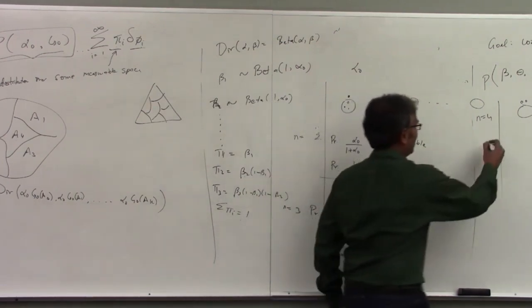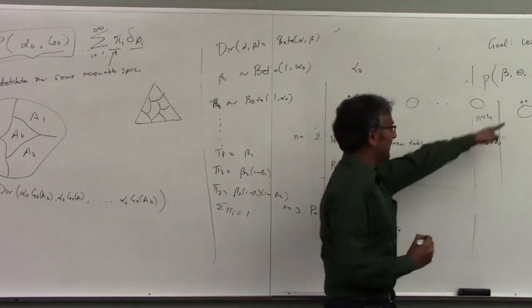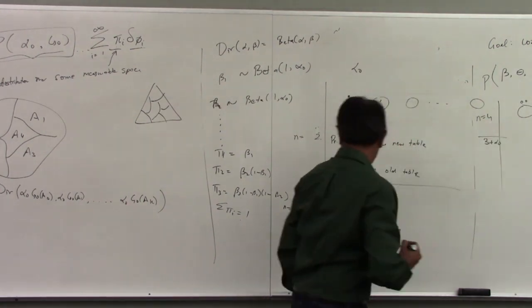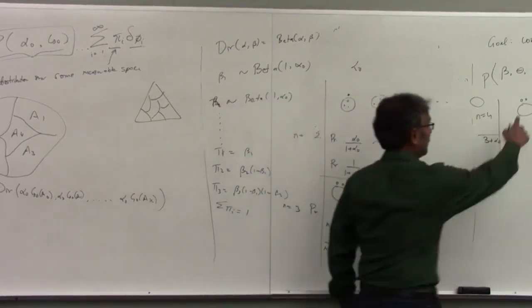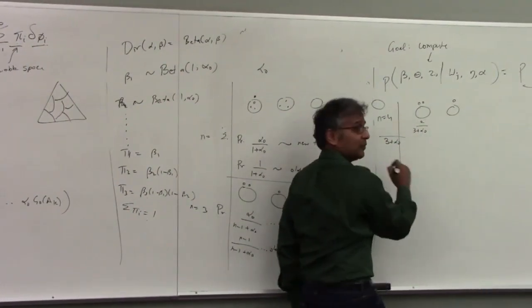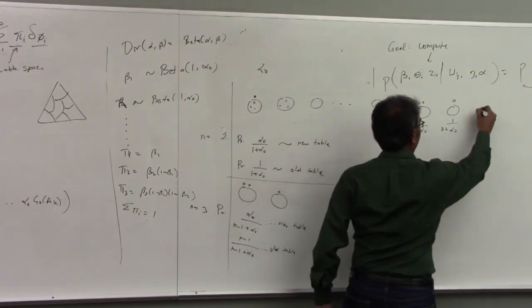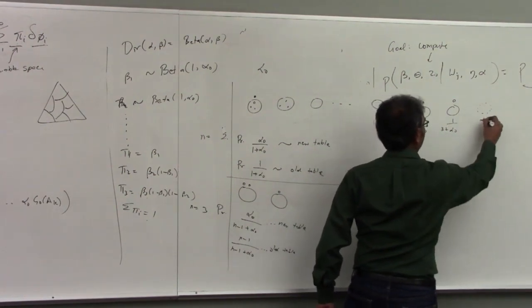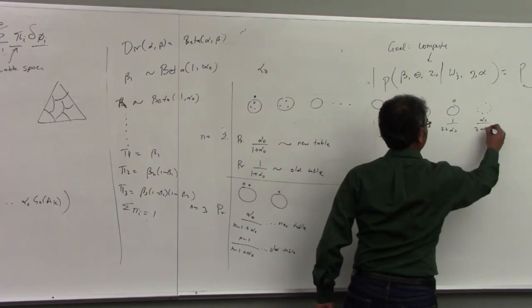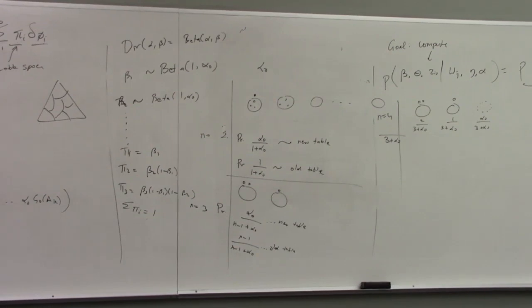It's going to be 3 plus alpha 0. That's the denominator here. The probability of going here is going to be 2 over 3 plus alpha 0. The probability of going here is going to be 1 over 3 plus alpha 0. And the probability of starting a new table is going to be alpha 0 over 3 plus alpha 0. All that. So that fourth person goes there.